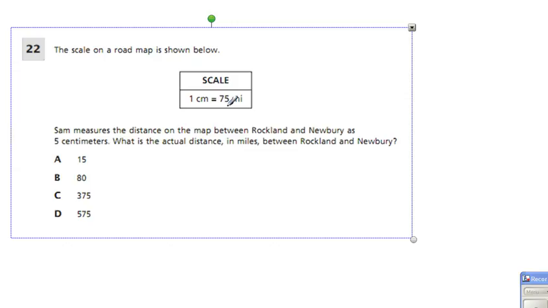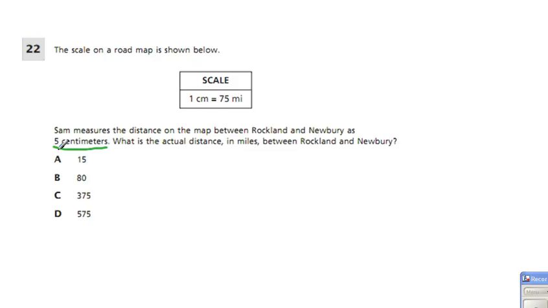Now, so 1 centimeter was equal to 75 miles, then the same measures, and then 5 centimeters was the given. Then we could have 1 over 75. There was a ratio. Now then, when it's 5, what's happening? Let's call it x. So when you cross multiply, we end up getting x equals 5 times 75. So once you do 5 times 75, our answer will be 375.